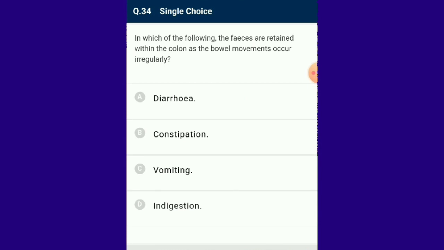Question number 34. In which of the following are the feces retained within the colon as the bowel movements occur irregularly? Constipation is a disorder in which there is the retention of metabolic waste in the colon. The bowel movements occur irregularly and the consistency of stool also becomes problematic. The causes could be eating food low in fiber or other structural or functional disorders of the gut. So the answer is option B, constipation.